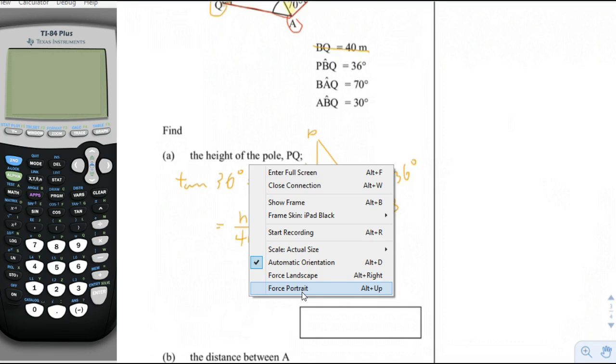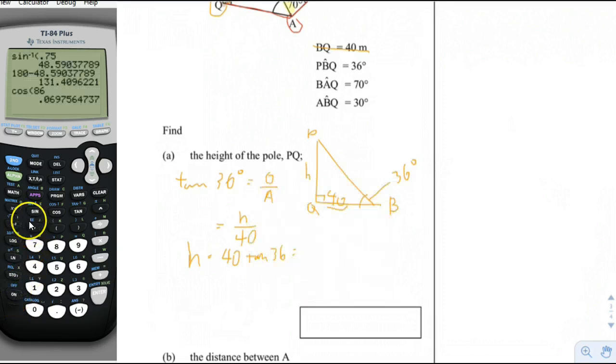Okay? So let's see, if we want to know h, we can multiply both sides by 40. That'll give us h equals 40 times the tangent of 36. Tangent of 36, we can figure that pretty easily with the calculator. Tangent of 36 is 0.727. 40 times 0.727 is equal to 29.1. Okay, so the height of the pole is 29.1 meters.